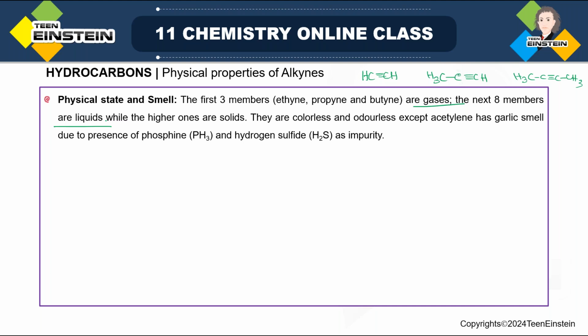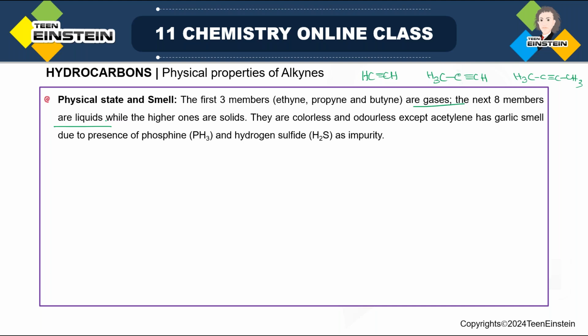Now the reason is very clear. This we have already seen in the case of alkenes also, that when you gradually increase the number of carbons, hydrogens are also increased along with carbon, molar mass is increased, and when molar mass is increased, the physical state will be converted from gas to liquid to solid. So this is the reason.